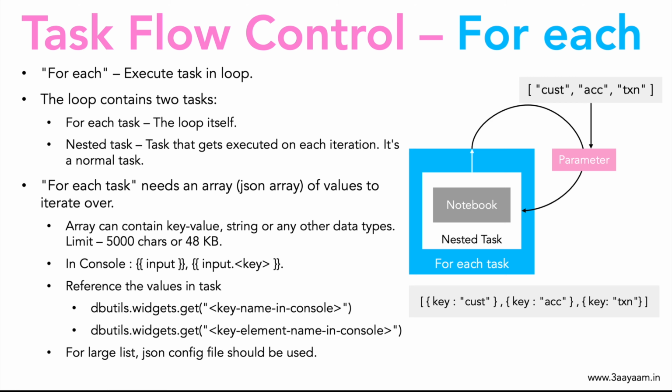And if the list is pretty large, let's say more than 48 KB or more than 5000 characters, then we should define a JSON config file which would contain the array or list element, or maybe the key value array.